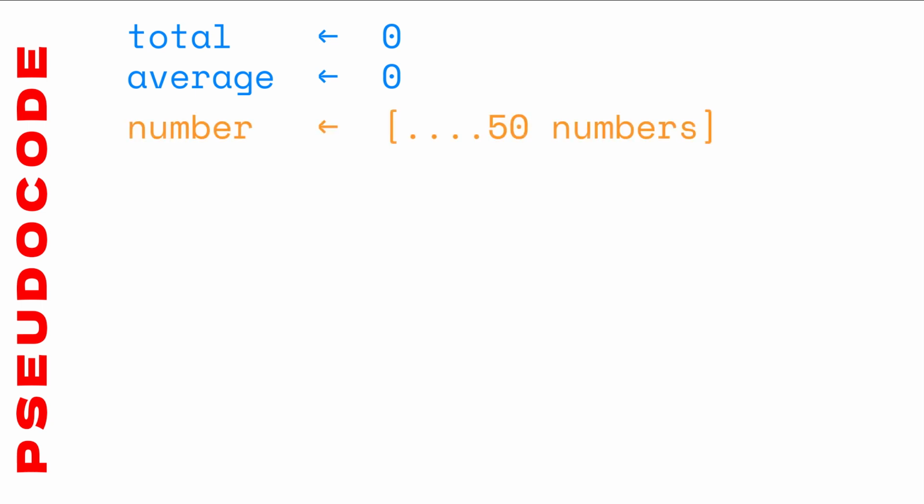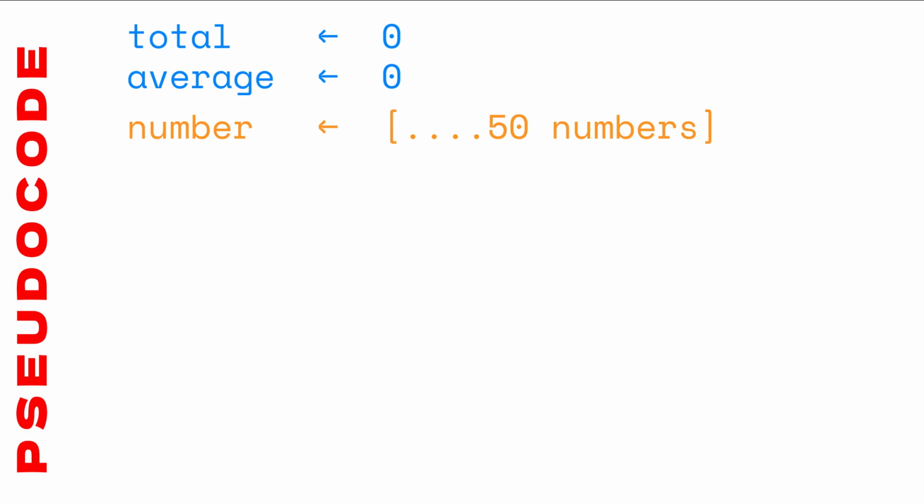Now it's time to start writing the pseudocode. Let's declare two variables, one to store the total and the other to store the average of the numbers. These variables will be initialized with 0. Then we have a given array of numbers which will have 50 numbers. Let's name it number.